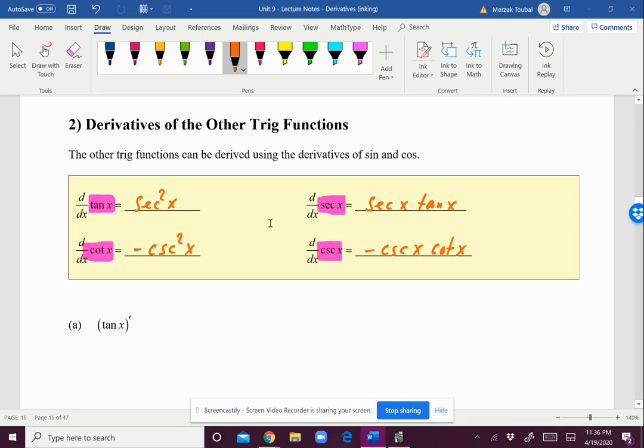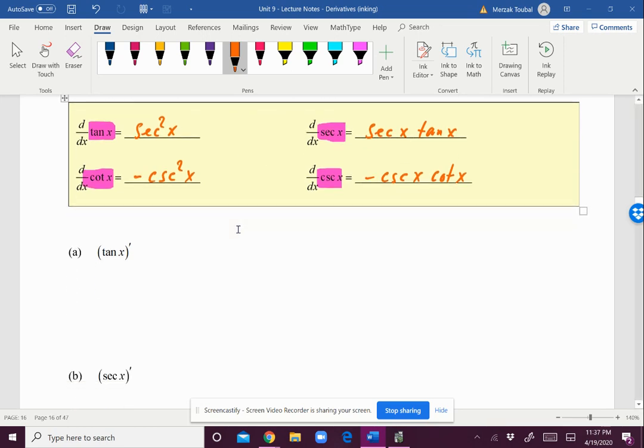And we're going to derive each of these derivatives. However, it is much quicker to just memorize. Derivative of tangent, secant squared, and so on. Each time we need to use one of these derivatives, we shouldn't derive it. We just need to memorize it. But I'm going to go ahead and derive each of them. So what's the derivative of tangent?